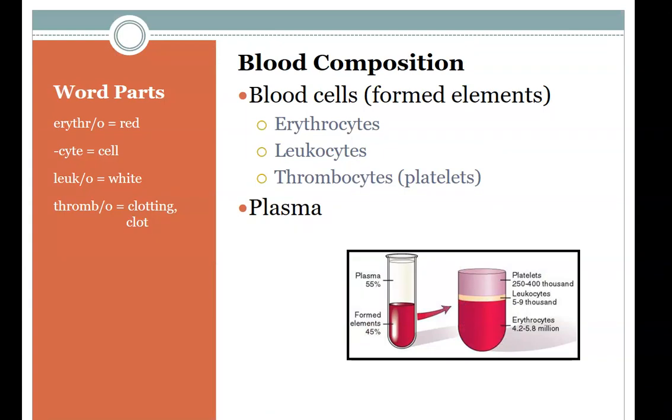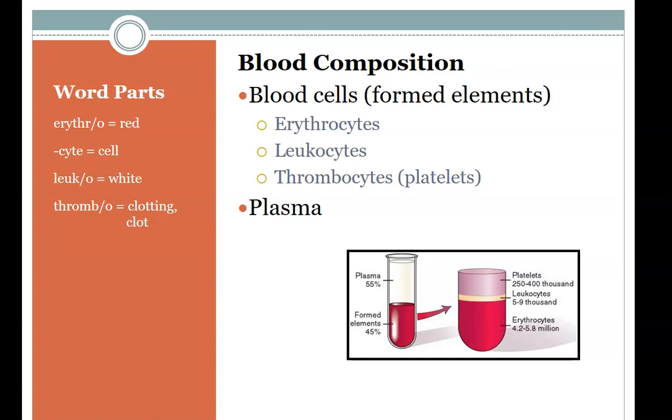Blood composition. The three types of blood cells are red blood cells, which are called erythrocytes, white blood cells, called leukocytes, and clotting cells called thrombocytes or platelets. To have an idea of the relative numbers, in a milliliter of blood there are 4.2 to 5.8 million red blood cells, 5,000 to 9,000 white blood cells, and 250,000 to 400,000 thrombocytes.